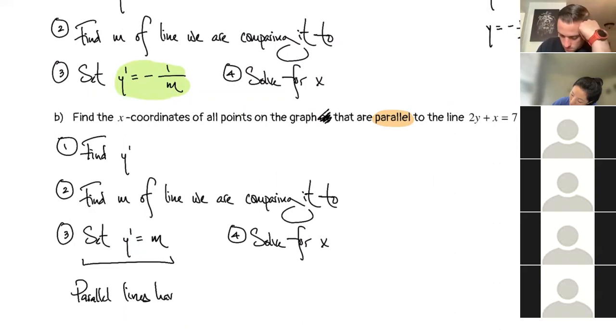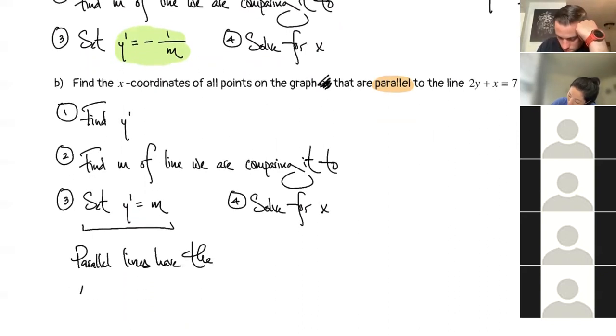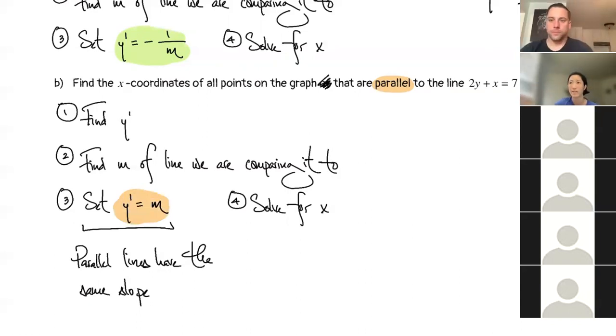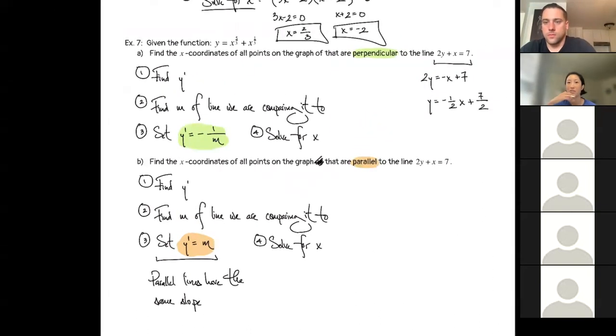have the same slope, okay? Since parallel lines have the same slope, we're gonna take the derivative and we're gonna set it equal to the slope we found, okay? So for those of you who are like, I don't really know, if you send me just like a 1 if that makes sense right now, or -1 if it still doesn't make sense, all right? But we are changing just one thing, which is instead of negative reciprocal, we're setting it equal to the same slope.